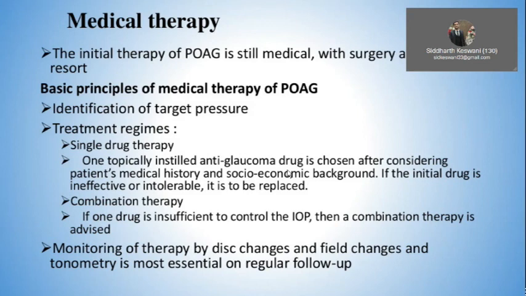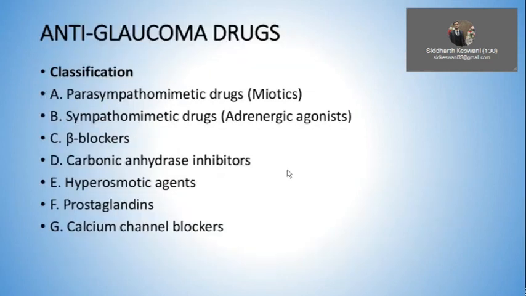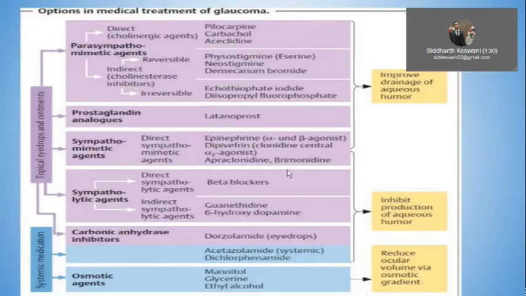Okay, so we have the anti-glaucoma drugs. The classification is basically: parasympathomimetic drugs, which are the miotics; sympathomimetic drugs; beta blockers; carbonic anhydrase inhibitors; hyperosmotic agents; prostaglandins; and then calcium channel blockers. So this is again the classification of the drugs.